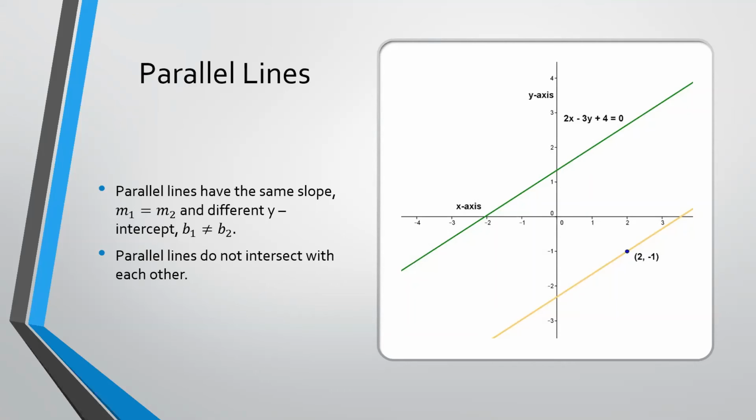So by telling x2 is our slope for the green line, and for yellow, it's 2 right here. So they have the same slope, so they are parallel. They have different intercepts.